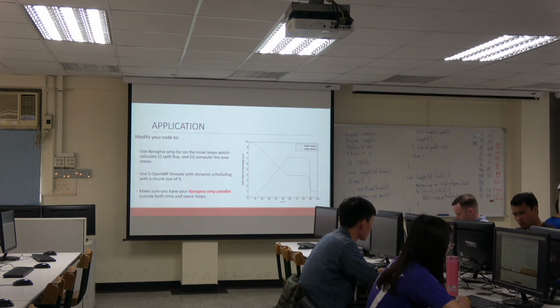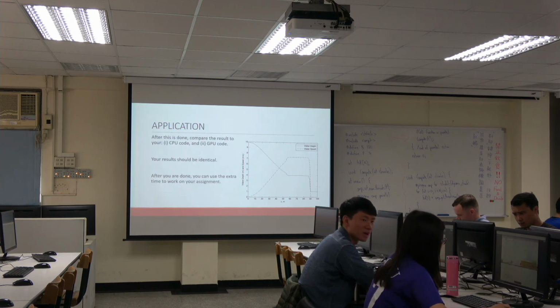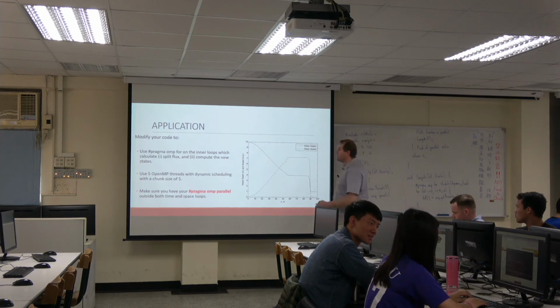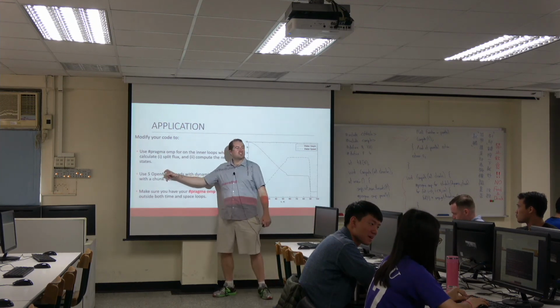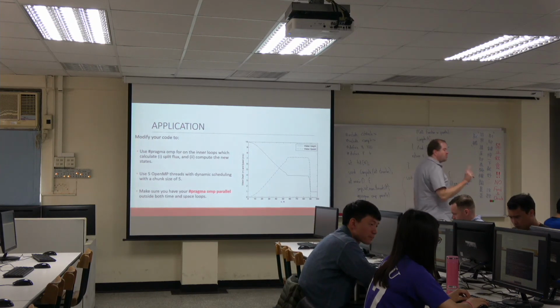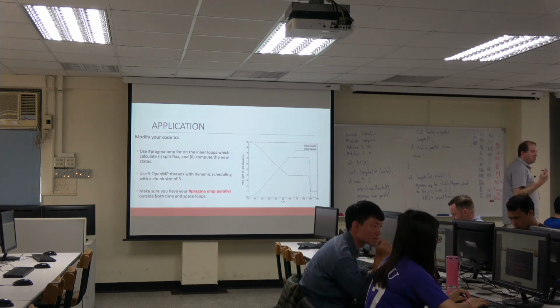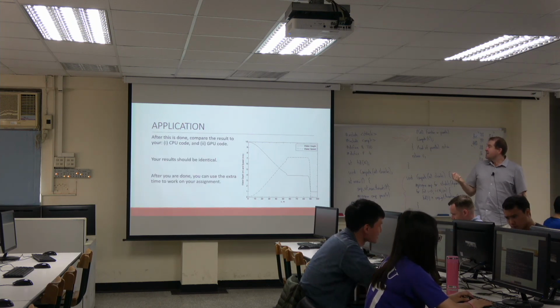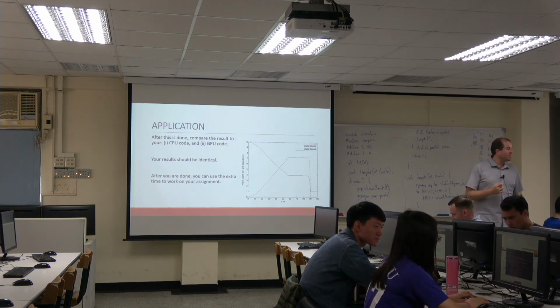I want you today to use 5 OpenMP threads with a chunk size of 5 across 200 cells. So your 1D finite volume solver has 200 elements. 5 OpenMP threads, 5 cells per chunk. Compare your result to CPU and your GPU code. You should know that they must be identical.